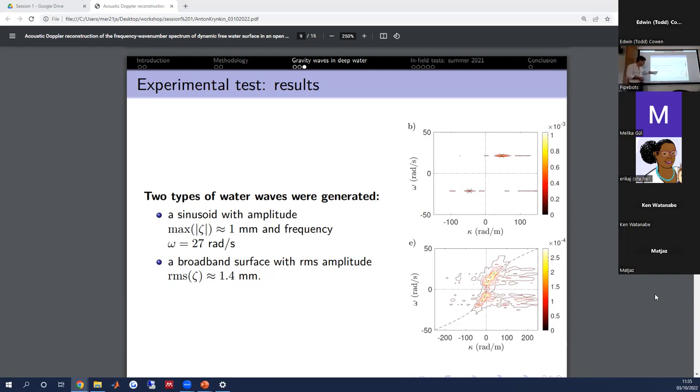So the broadband surface effectively had an RMS estimate of approximately 1.4 millimeters. So it was much less than the wavelengths.